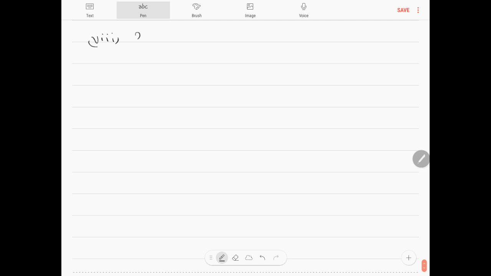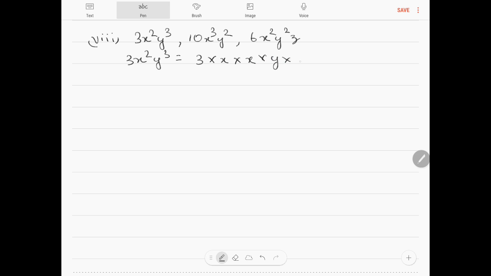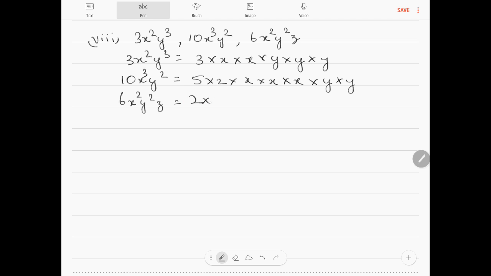Problem number 8: 3x square y cube, 10x cube y square, 6x square y square z. 3x square y cube is 3 into x into x into y into y into y. 10x cube y square is 5 into 2 into x into x into x into y into y. 6x square y square z is 2 into 3 into x into x into y into y into z.